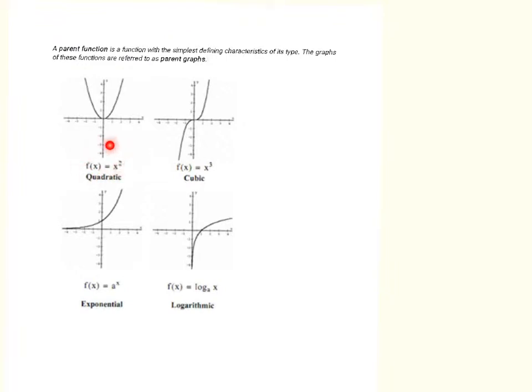The first one is a quadratic, so y equals x squared, and that's a U, where the bottom of the U is at 0, 0, the vertex. The cubic is kind of like a snake, y equals x cubed, and it's going up, and then it kind of levels out at the origin 0, 0, and then keeps going up.